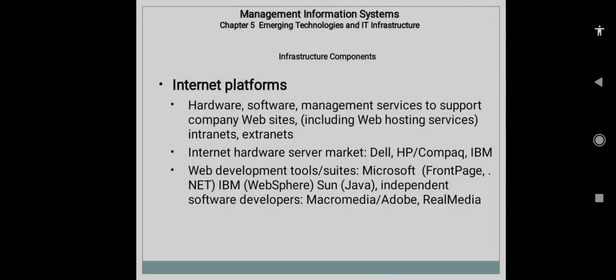Internet platforms. Hardware, software, and management services to support a company website, including web hosting services, intranets, and extranets. Internet hardware server market: Dell, HP, Compaq, or IBM. Web development tools or suites: Microsoft, IBM, Sun, and independent software developers such as Macromedia or Adobe, and Real Media. Internet platforms are yet another area where Microsoft is featured prominently.